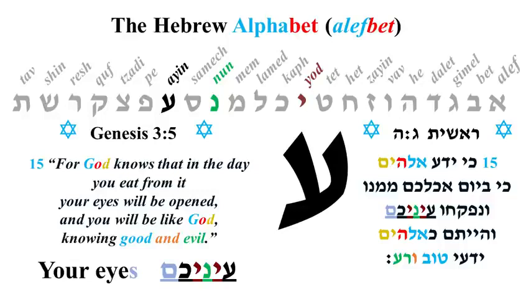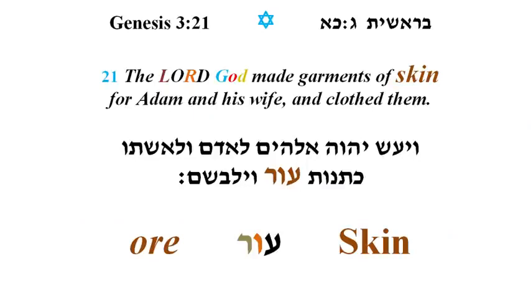Jump to Genesis 3:21. The Lord God made garments of skin for Adam and his wife, and he clothed them. This is after he's kicked them out. God, showing his mercy, makes garments of skin. Remember, they were naked, and they didn't even know they were naked until they took a bite. But the word for skin is or. It's an Ayin Vav Resh.